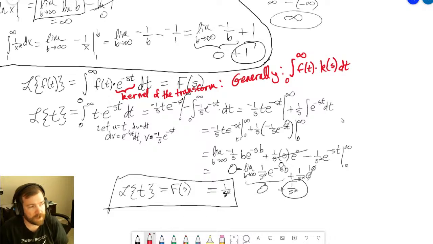Now it is also possible that the kernel has a t in it, so we can actually change this a little bit and say it's s comma t, dt, like that.